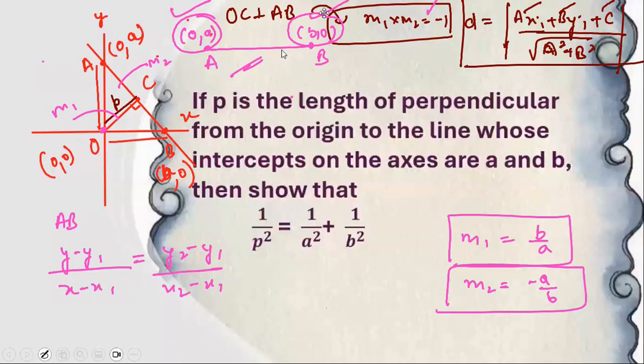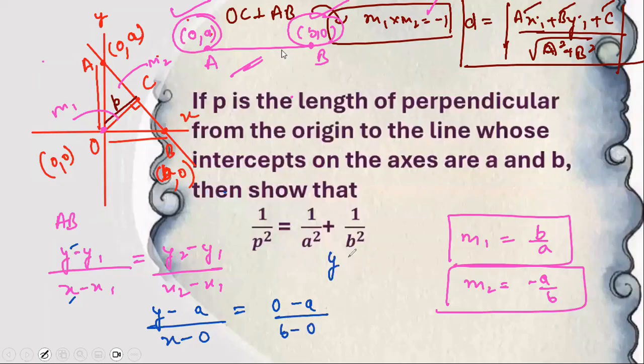Whenever we are finding the equation of a line, please understand that we don't have to put in x and y, because it's not a fixed value. Now we have x1, y1 and x2, y2. So I'm putting in y minus y1, which is a, x minus x1 is equal to y2 minus y1 and x2 minus x1. Now we just have to solve it. So it will become (y minus a) over x is equal to minus a over b. We just have to solve it.